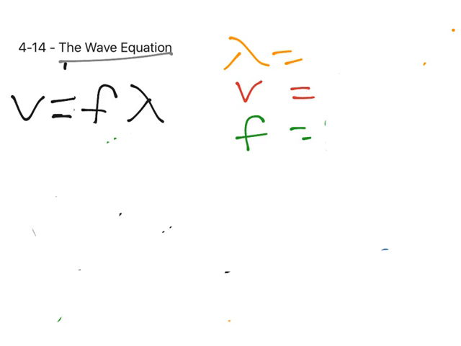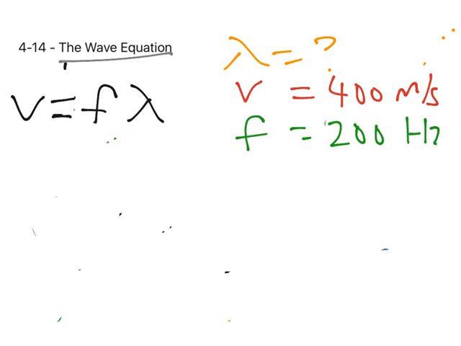Last example. This time we don't know wavelength. Let's say the velocity is 400 meters per second, and the frequency is 200 hertz. So this time V we know it's 400. F is 200. Wavelength we don't know.